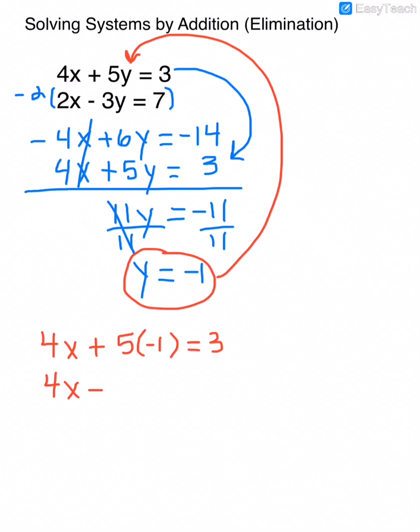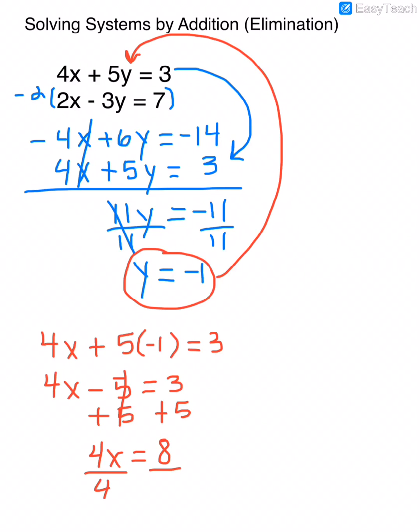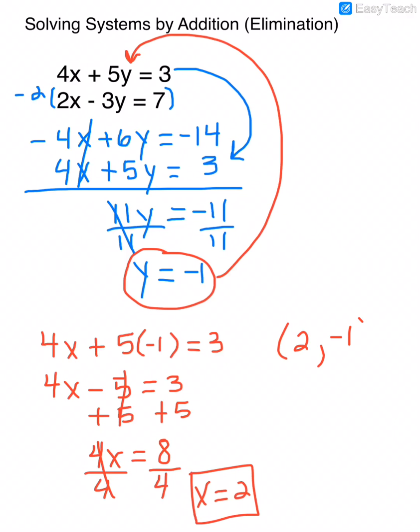Alright, so 4x minus 5 equals 3. I'm going to add 5. So I get 4x equals 8. Divide by 4. So x equals 2. So the solution is 2, -1.